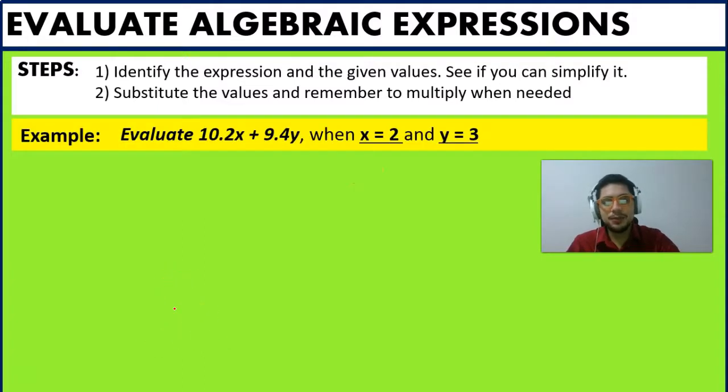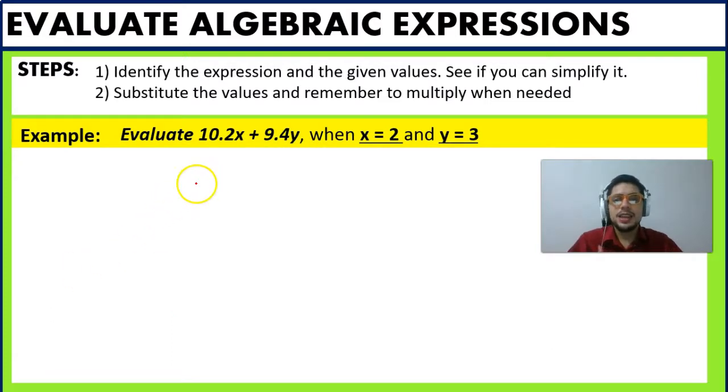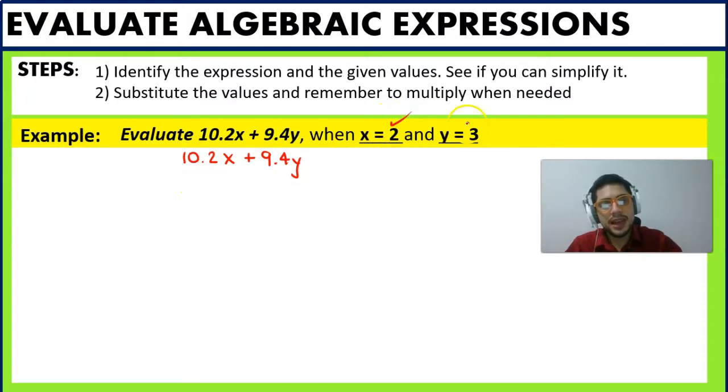Okay, so let's try tackling a problem. In this case, we have evaluate 10.2x plus 9.4y when x is equal to 2 and y is equal to 3. So we write down the expression 10.2 times x plus 9.4 times y. Because we have x and y, we cannot add them, so we cannot simplify it further. But what we can do is substitute the value of x and the value of y. So 10.2 and x is 2 plus 9.4, and then we substitute the value of y, which is 3.